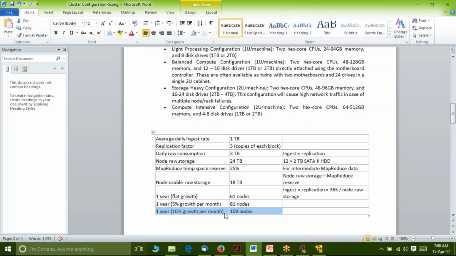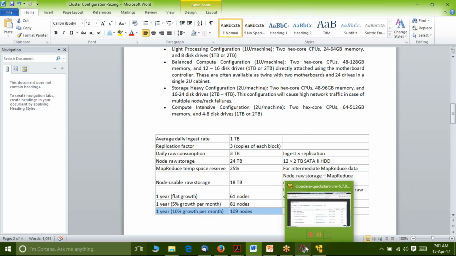Srini, can you come back again on the node raw storage and node usable raw storage? I'm just confused with that part. Absolutely, I'll do that.